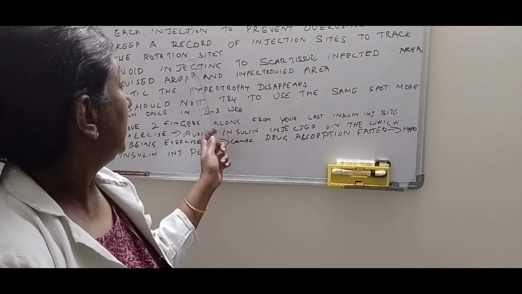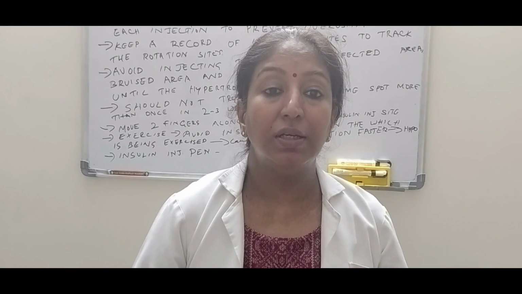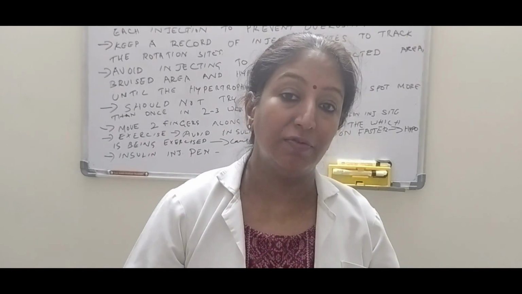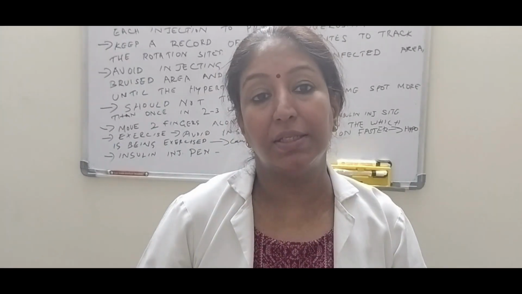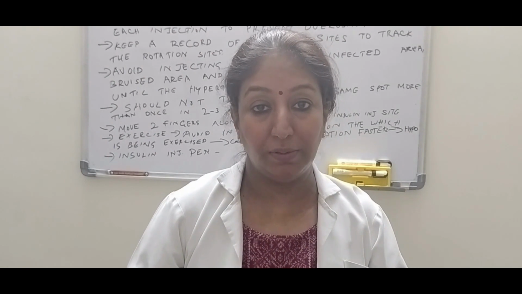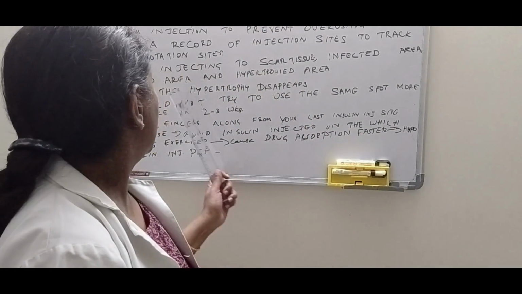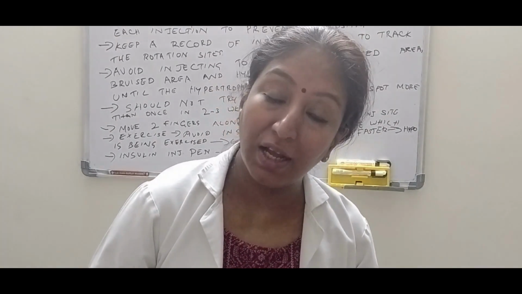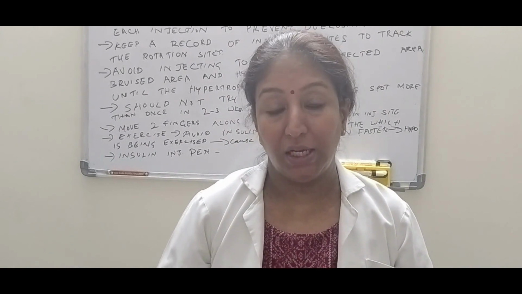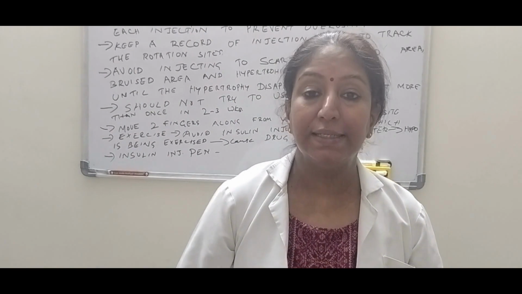Second thing is keeping a record, or tracking the injection sites: where you gave yesterday, where you are giving today, where you are supposed to give tomorrow. Tracking the injection sites is very important. Next is avoid injecting into scar tissue, bruised area, infected area, and hypertrophied area. You should avoid giving insulin injections on these areas.